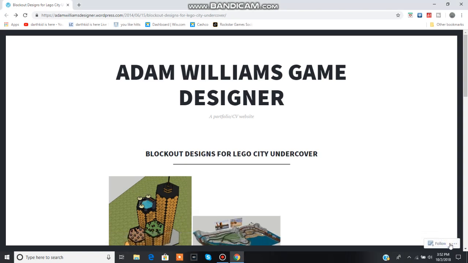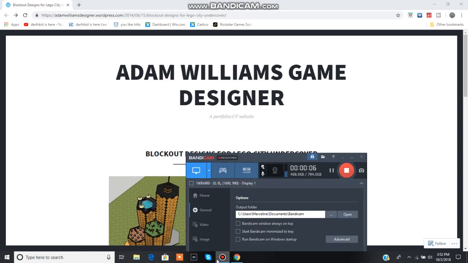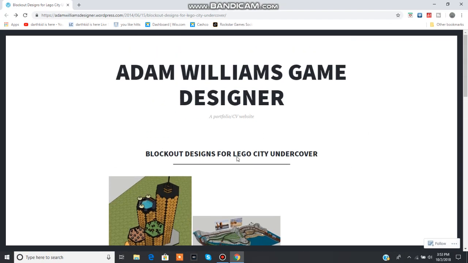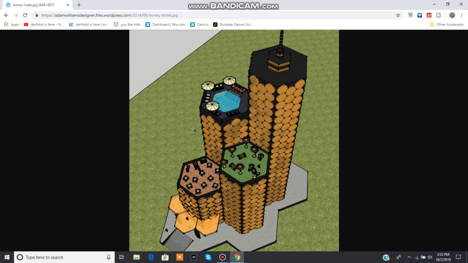Today, we are going to show you these LEGO City Undercover early images of the game. And look at all these. These are early images of the game and maybe leaks for LEGO City Undercover 2.